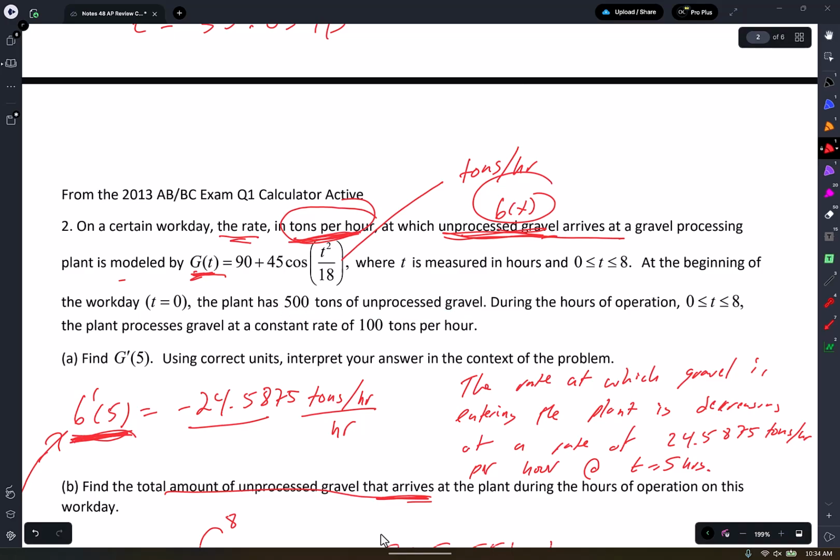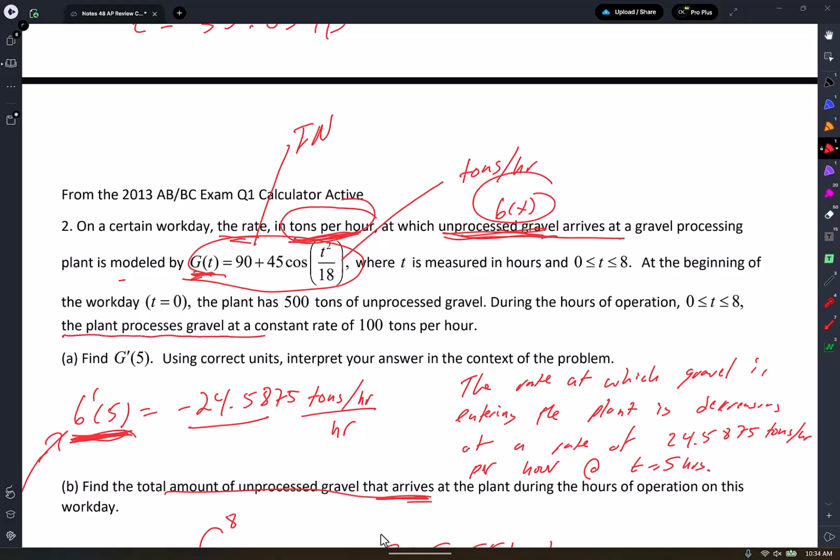Sorry. Let's read it again real quick. On a certain workday, the rate in tons per hour at which unprocessed gravel arrives at a gravel processing plant is modeled by G of T. So this is how much is arriving. This is how much is going in. So write the word in, where T is measured in hours between 0 and 8. At the beginning of the workday at T equals 0, the plant has 500 tons of unprocessed gravel. During the interval 0 to 8, look at the last line, the plant processes gravel at a constant rate. That is how much is coming out.